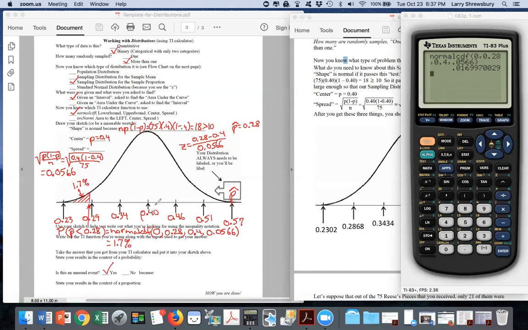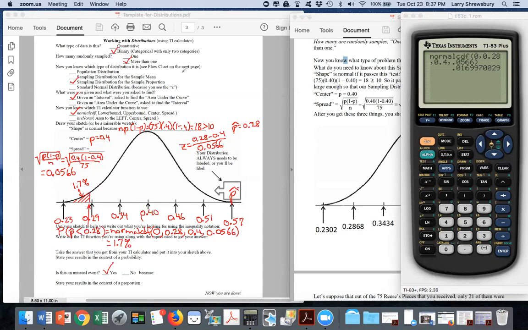Because if 40% of Reese's Pieces are orange and you only got 28%, why, you got an unusual sample. And think how upset you would be if you really loved the orange ones. And here you got so shortchanged. So only 1.7% of all the possible sample proportions you could ever possibly get from repeated sampling are going to be less than 0.28, 28%.